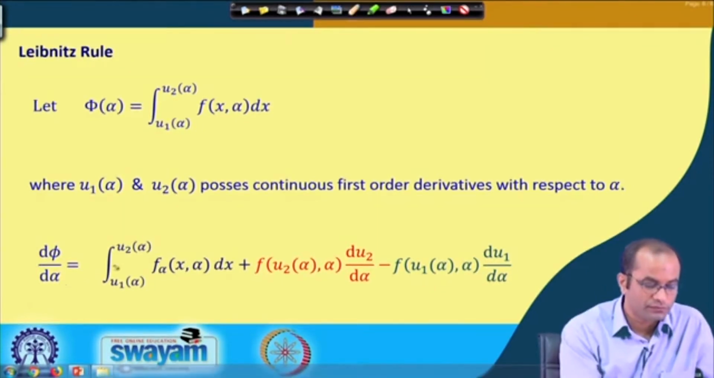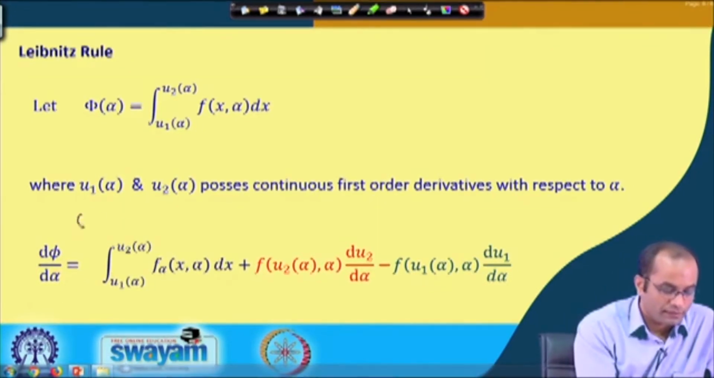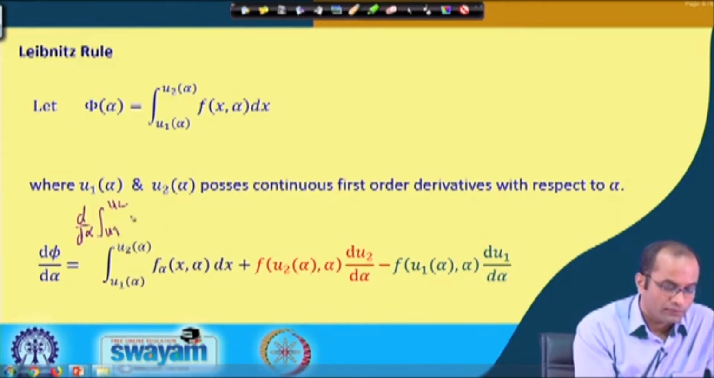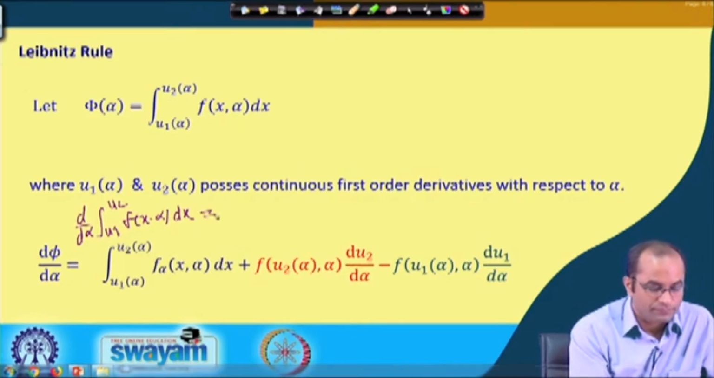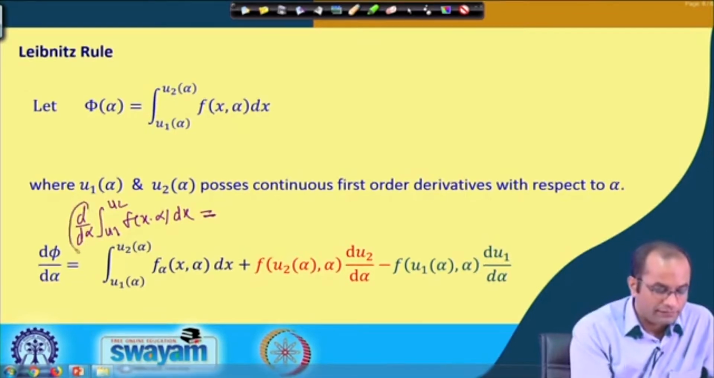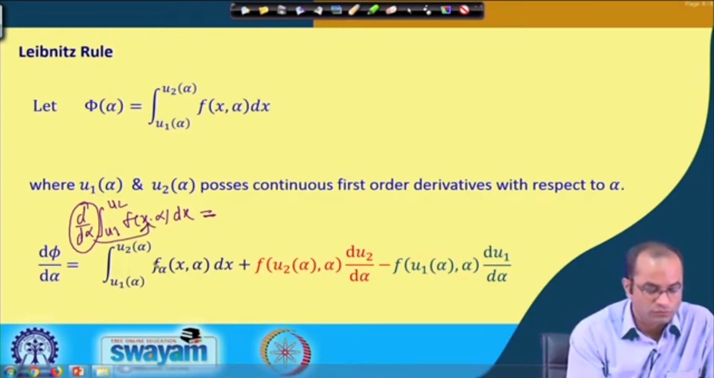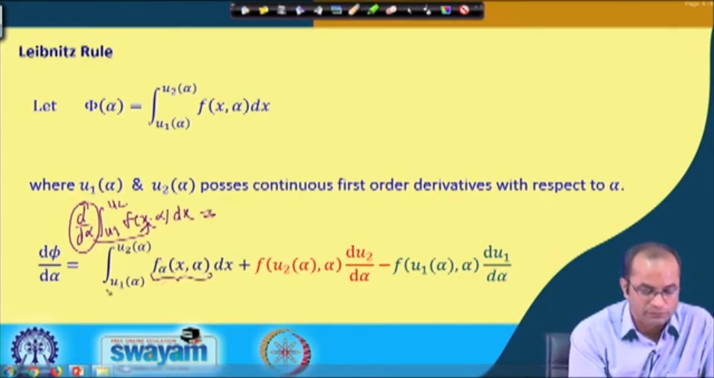So, when we want to take d over d alpha of this integral from u 1 to u 2 of f x alpha dx, this derivative will go inside the integral. Over the integrand, this will become the partial derivative of f with respect to alpha. So, that is the one term.